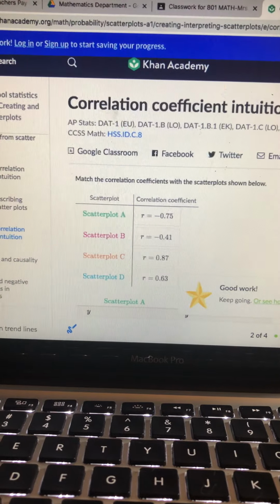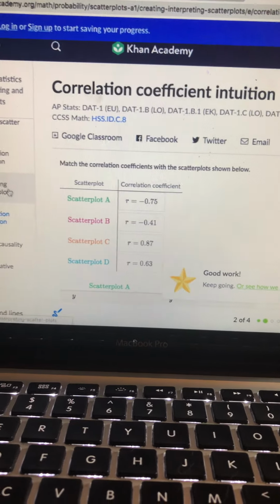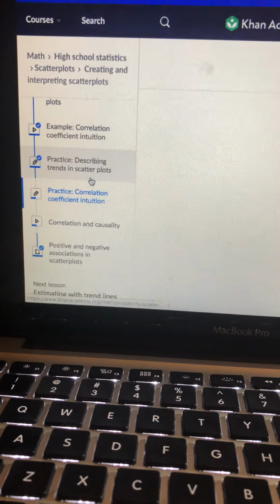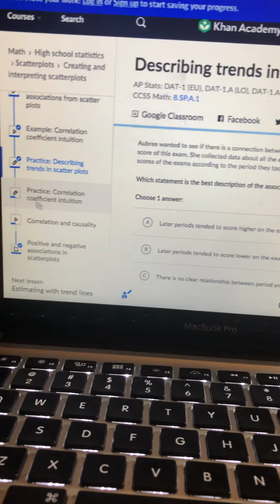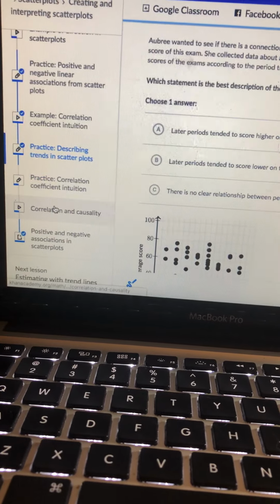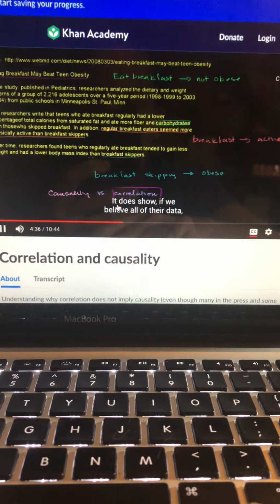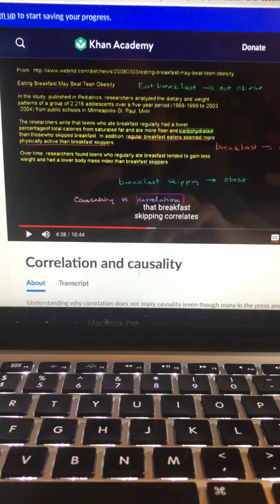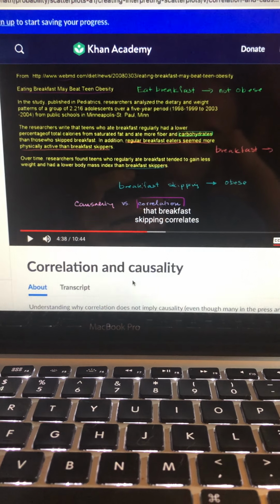So that's just a quick understanding of what that correlation coefficient is. That's really all they have you do at this point on the website, which is perfect. It's just a little overview for you, okay? There's some more practice on describing the trends in your scatter plots. Then there is a video on correlation and causality. Causality is something that also comes up in the algebra curriculum.